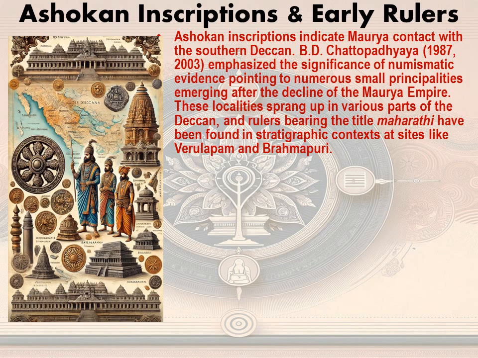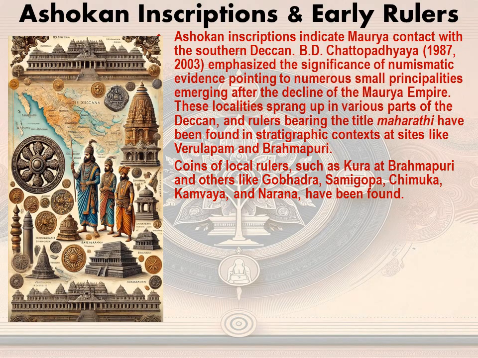These localities sprang up in various parts of the Deccan, and rulers bearing the title Maharathi have been found in stratigraphic context at sites like Vedulapam and Brahmapuri. So these are the sites where we get coins mentioning rulers with the title Maharathi. And according to B.D. Chattopadhyay, the Satavahanas have been referred to in the Ashokan inscriptions as a small principality from the area of the Deccan.